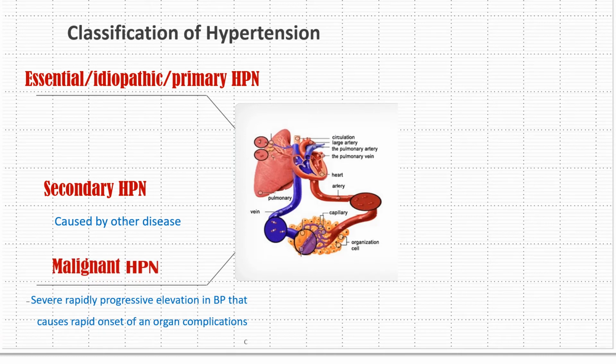and yung malignant hypertension naman is severe rapid progressive elevation ng BP that causes rapid onset of an organ complication. One good example dito sa malignant hypertension, yung patients with renal problems or renal failure. Talagang BP niya is 180 over 110 or 120, 220 over, let's say, 140. So that is malignant hypertension, but classified also as secondary because it may be caused by another disease.